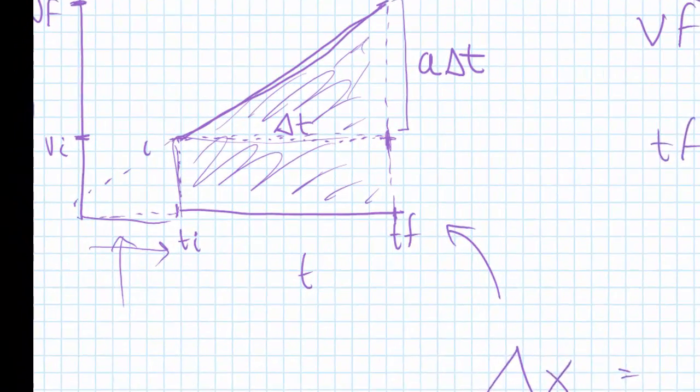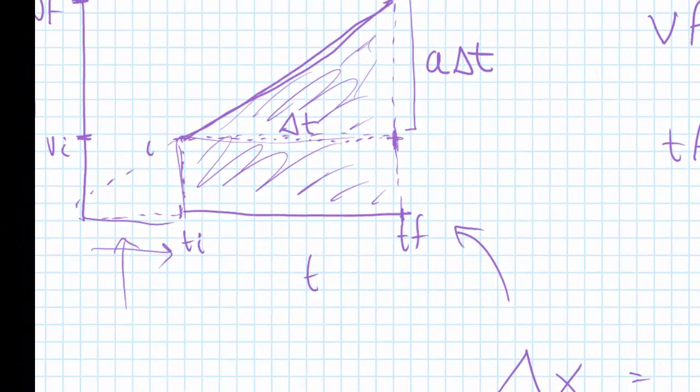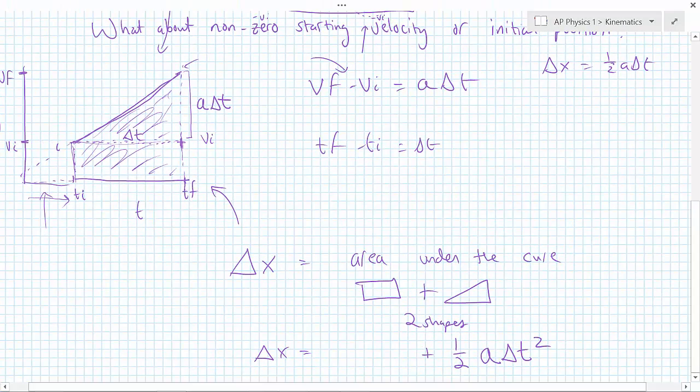Now I look at the height of this little box, and it's going to be Vi is the height. It's just Vi. So that's the height of the box, and then the length of this box is also delta T. So the base times the height, because it's a rectangle, it's going to be Vi, the height, times the length, delta T.